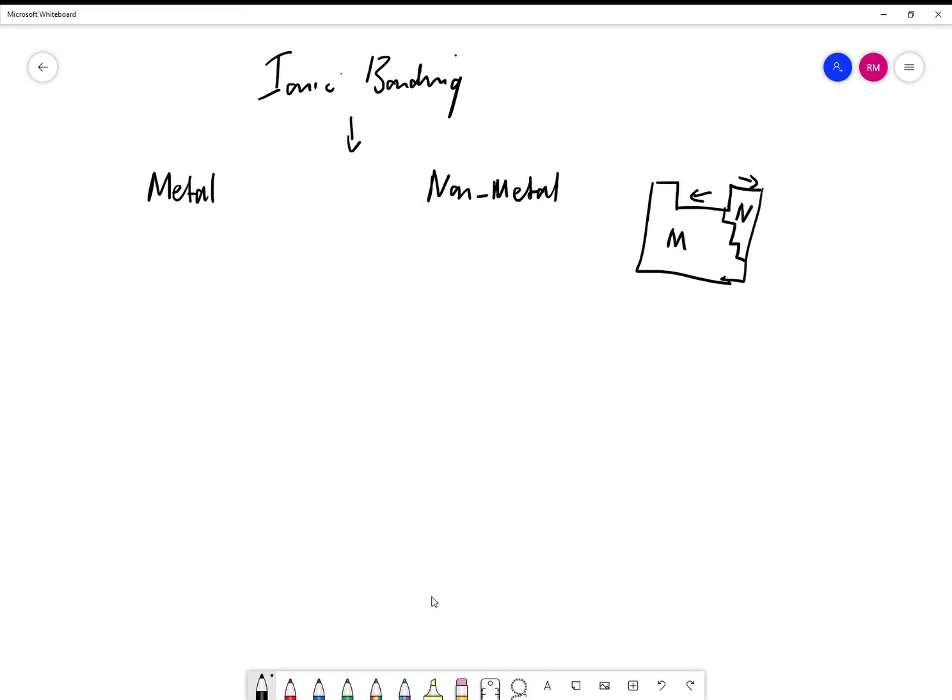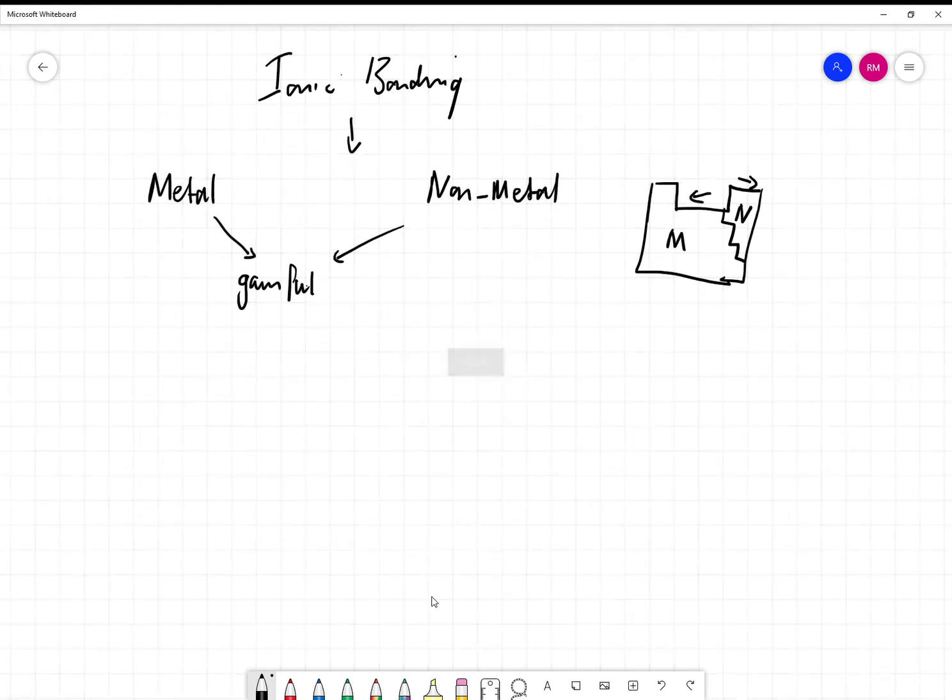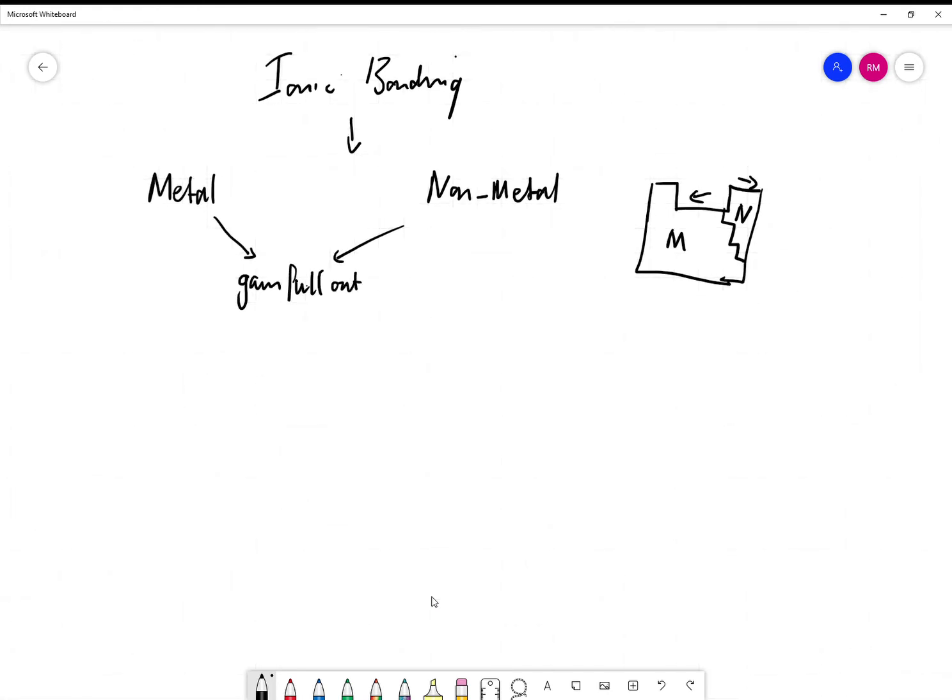Now, both things ionic bond for the same reason, whether it be a metal or a non-metal. They want to gain a full outer shell of electrons. Now, for everything apart from hydrogen, that means that they want to get 8 electrons into their outer shell. And you'll see that called the octet rule, meaning that exactly they want to get 8 electrons into their outer shell. But they do this different ways.